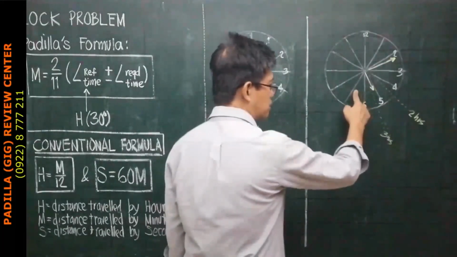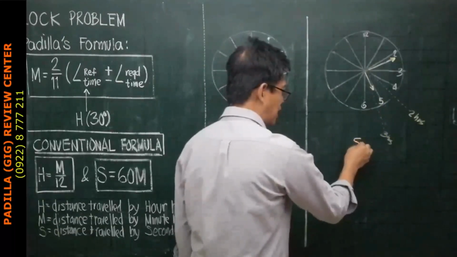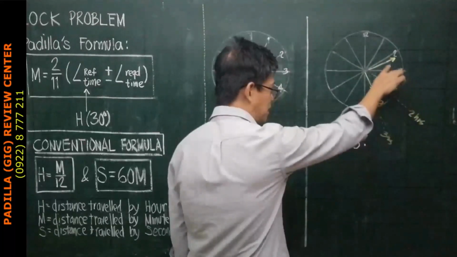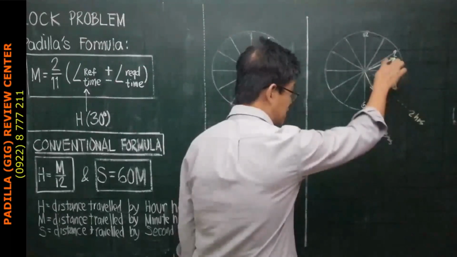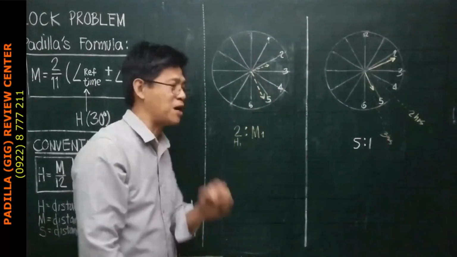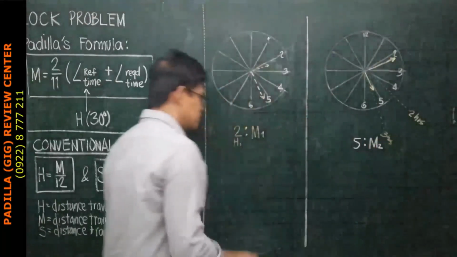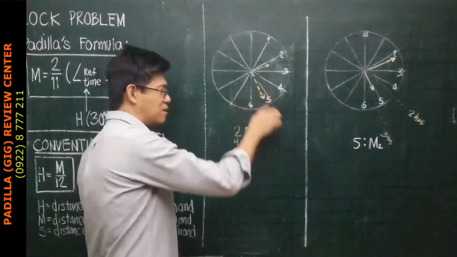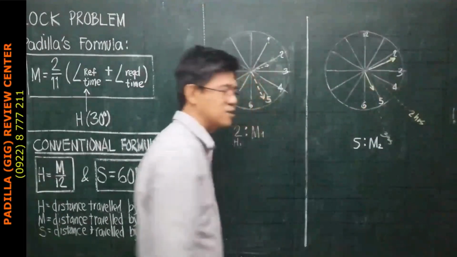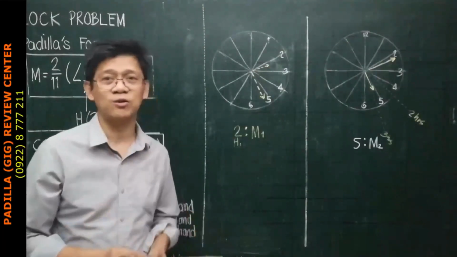In this position, the hour hand is beyond 5. This is alas 5. The minute hand is 10 plus. But we don't need the plus. We need the exact time. So let me call this M2. So M1 is the minutes here. M2 is the minutes here. We need M1 and M2, the exact value.